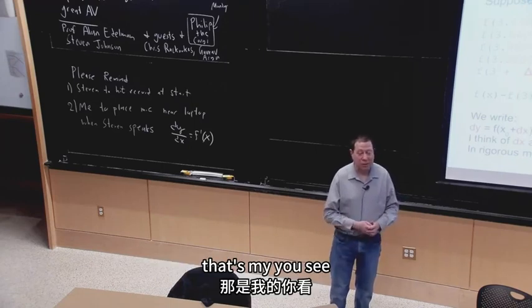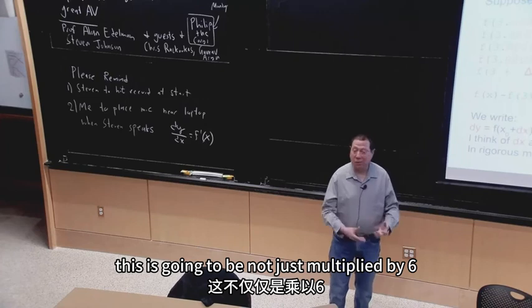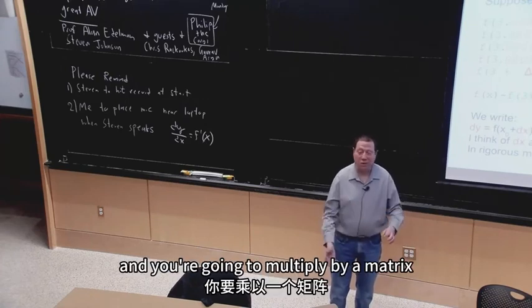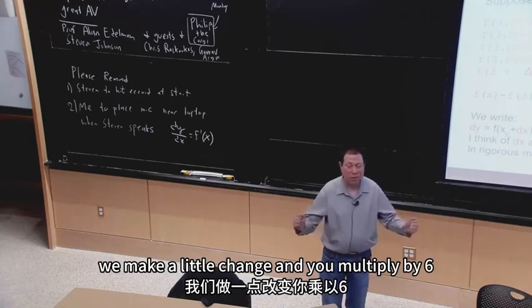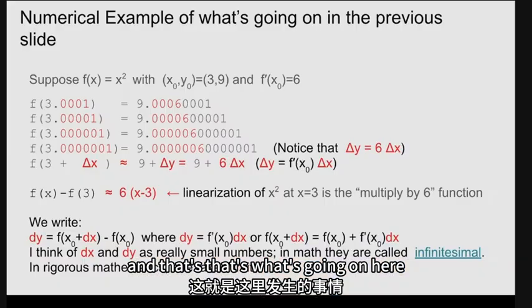Eventually this is not going to be just multiply by 6; you'll have a vector change, and you're going to multiply by a matrix. But just going slowly, we make a little change, and you multiply by 6. And that's what's going on here.